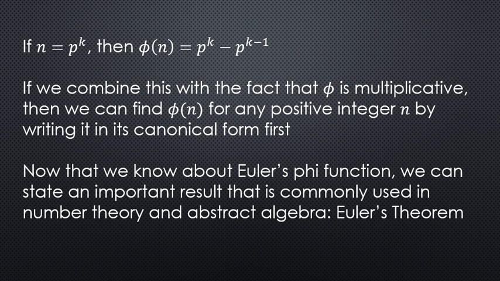So now that we know about Euler's Phi function, we can now state a very important result that is used in this course in number theory, as well as abstract algebra, and that result is Euler's theorem. And that is actually what our next video is going to be dedicated to. It's going to be a fairly short video. So this was the introduction to Euler's Phi function that I wanted to provide you in this video. Just some formulas to help you figure that out for any positive integer n whatsoever.